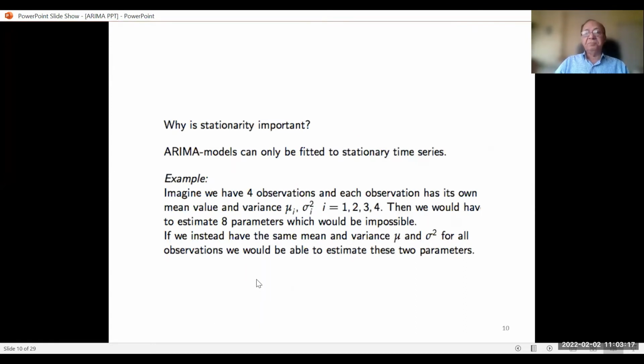Why is stationarity important, especially in ARIMA? ARIMA models can be fitted to stationary time series only. Imagine we have 4 observations and each observation has its own mean value and variance. Then we would have to estimate 8 parameters, which would be impossible. If we instead have the same mean and variance, mu and sigma square, for all observations, we will be able to estimate these 2 parameters.